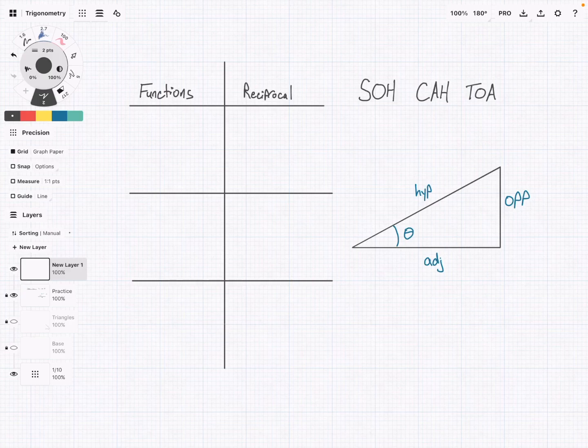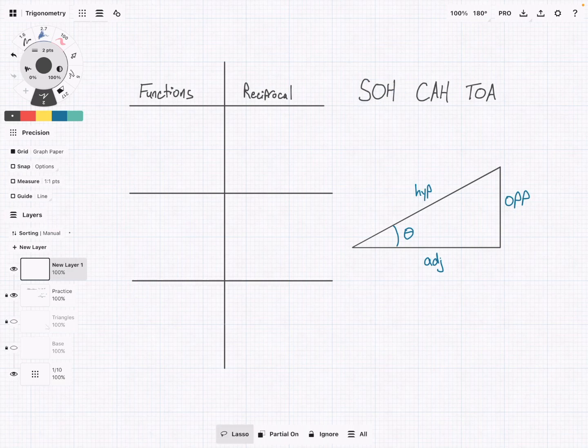In this video, I want to review the three basic trigonometry functions, sine, cosine, and tangent, and also provide you with their reciprocals and a way to know which reciprocal matches up with which function. All right, so to start off, we're going to use this mnemonic here, SOH CAH TOA, to know what each of the functions actually stands for.